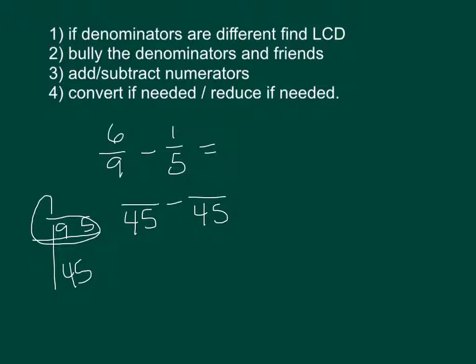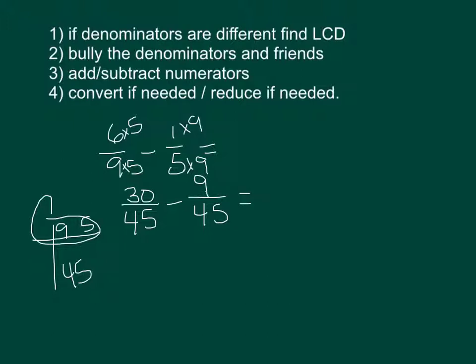What do I do to a 9 to get him to become a 45? I multiply him by a 5, and if I did that to him, I must do that to his best friend. What did I do to a 5 to get him to a 45? I multiplied him by a 9, and if I did that to him, I must do that to his best friend.